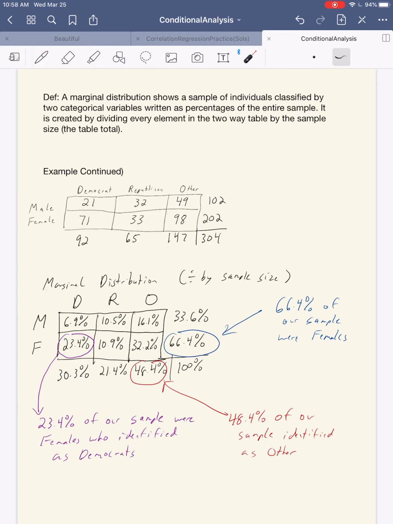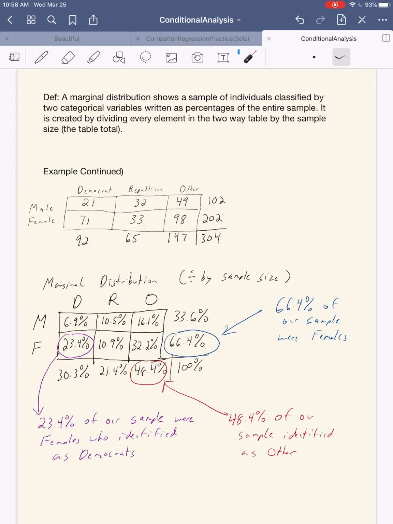So in other words, close to 50% of our sample, forgetting about their gender, reported that they did not identify as Democrat or Republican. They were identified as something else. Okay, so the marginal distribution that we built right here, very easy. You just divide by the sample size to get all these things there. It's interesting because it is helpful to give people a sense of the size and proportion, because people do struggle with that when they just see a bunch of raw numbers.